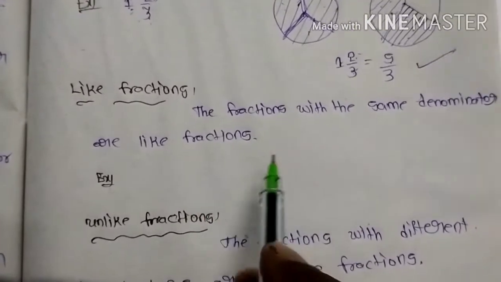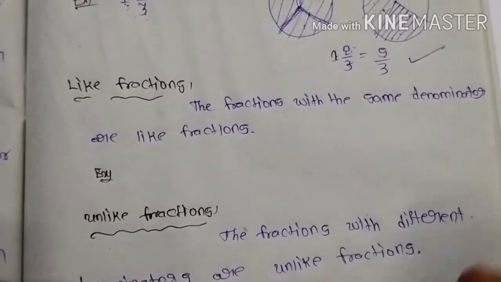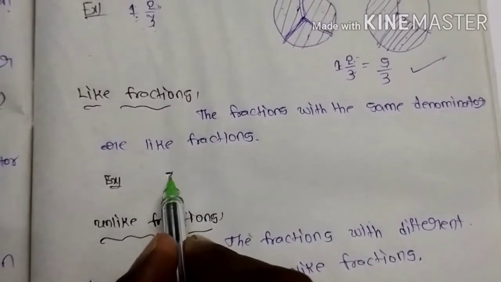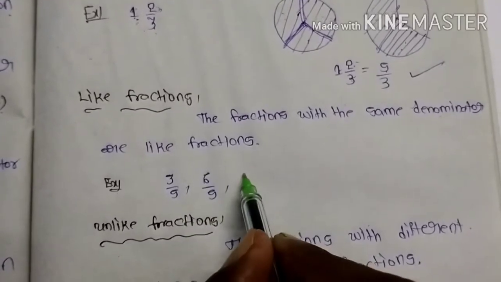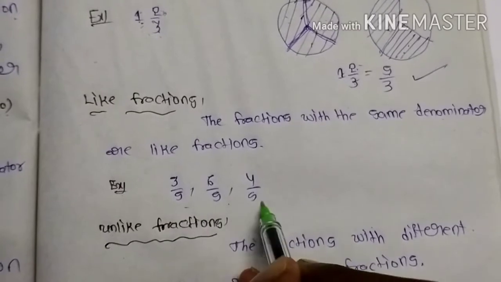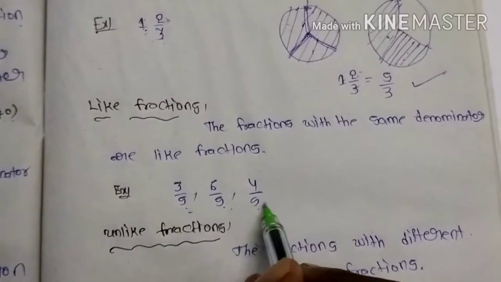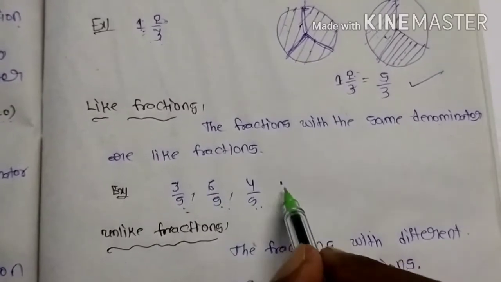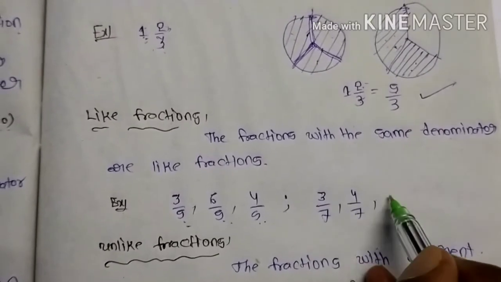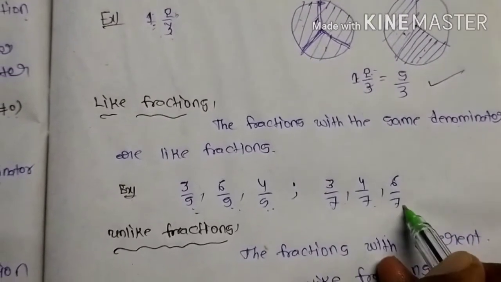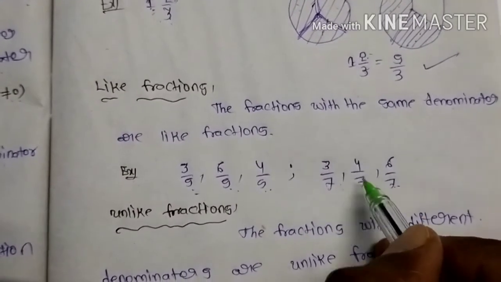Now you can see like fractions. The fractions with the same denominator are like fractions. See here I am taking 3 by 5 and 6 by 5 and 4 by 5. All these are like fractions or not? Why? Because these have denominator how much? Here 5, here 5, here 5. So these are called like fractions. You need one more example. See, I am taking 3 by 7, 4 by 7, 6 by 7. These are also like fractions or not? See, the fractions having the same denominator are called like fractions.